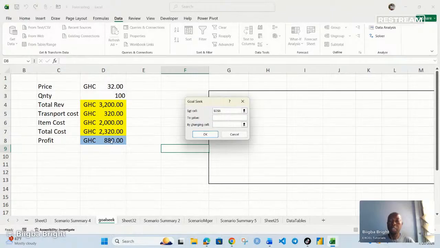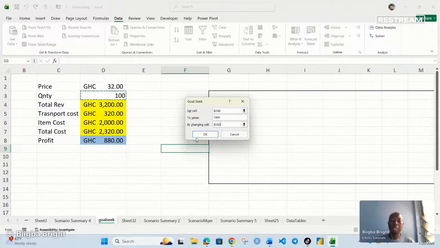If we want to change the profit, to what value? The value is our main objective. So we want to raise it to 1,000 Ghana cedis. By changing which particular value? This is what I want to explain in goal seek. So let's say by changing the quantity.